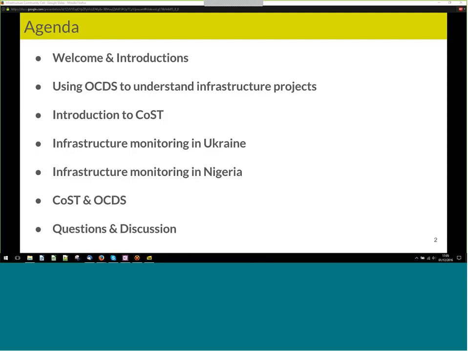So really our goal here is to understand more about the data needs for infrastructure monitoring, and how we can extend OCDS to meet those requirements.